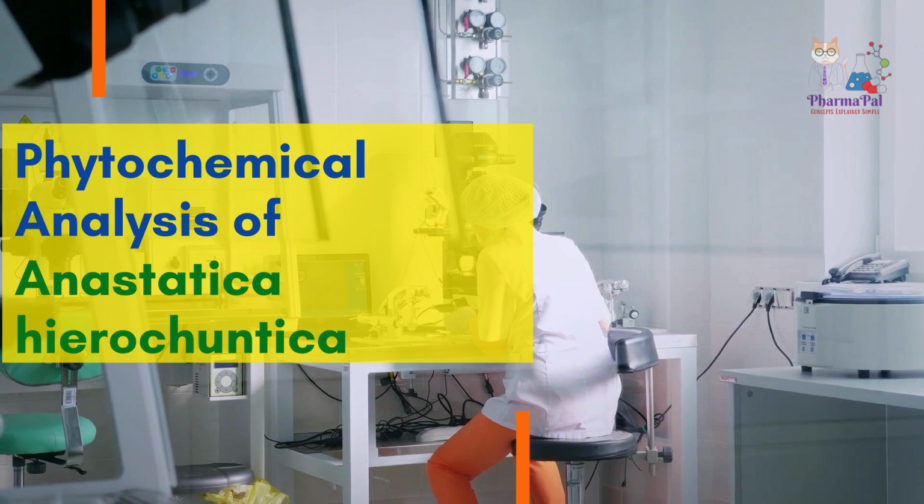HPLC, high-performance liquid chromatography, was performed on a Shimadzu SPD-20A HPLC instrument with a C18 column. The solvent system consisted of acetonitrile and water in a 15:85 ratio, with a flow rate of 1 milliliter per minute. The researchers recorded UV spectra using a PDA detector, and further characterization was done using IR and NMR spectroscopy.